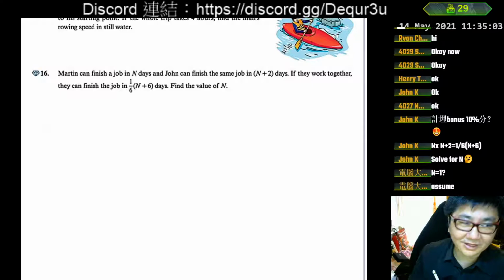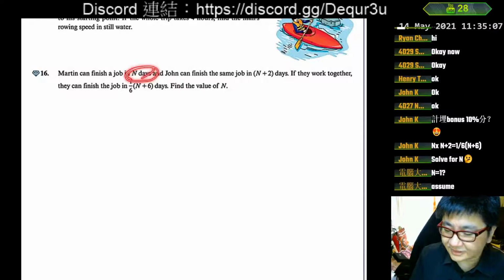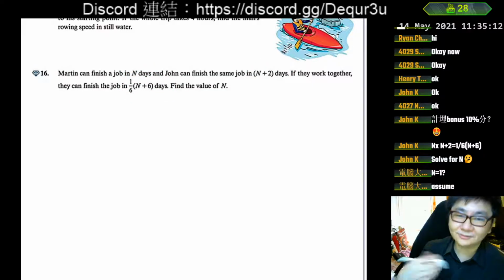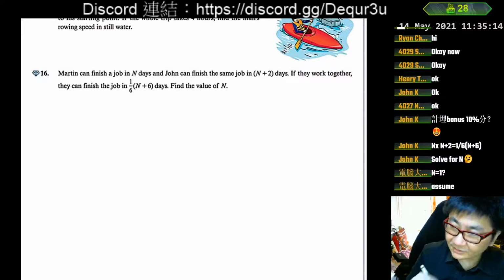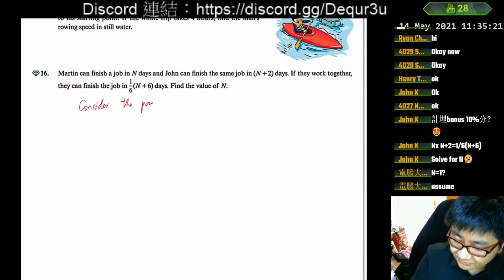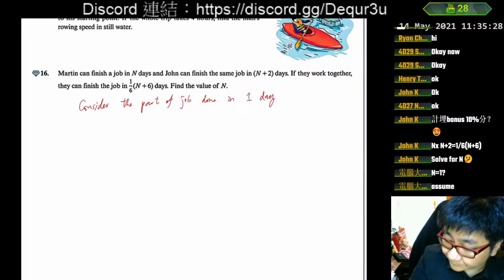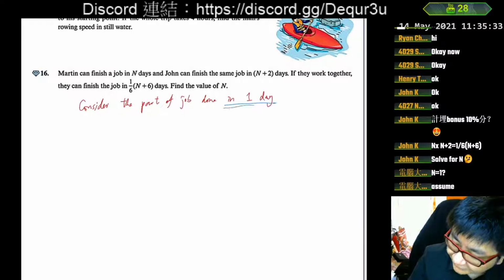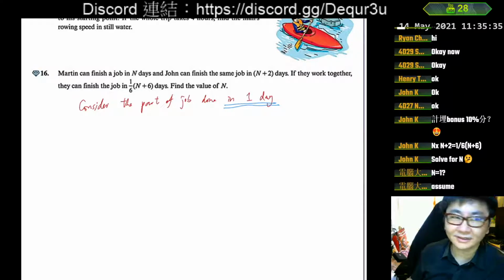give you a hint on how to do it. The main difficulty is you don't know how to use this n days and n plus 2 days and also this (n plus 6) over 6 days. So the hint is to try to consider the part of the job done in 1 day. Try to consider the part of the job done in 1 day, and double underline it: in 1 day.